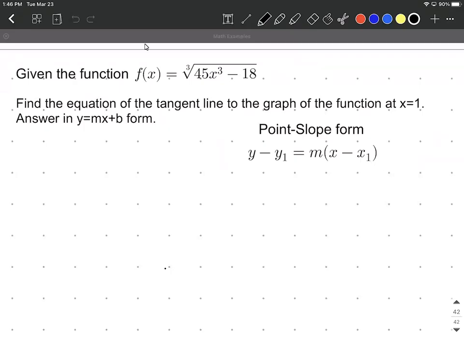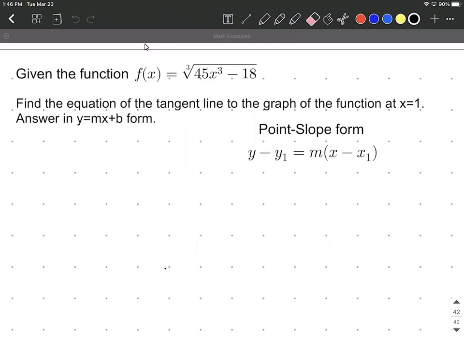All right, let's go through a tangent line approximation problem. On this one, though, we are given a cube root function. So quite a bit going on with this one. What we want to do is find the tangent line to this function at the value of x equals 1. All right, so I'm electing to use the point slope form of a line.